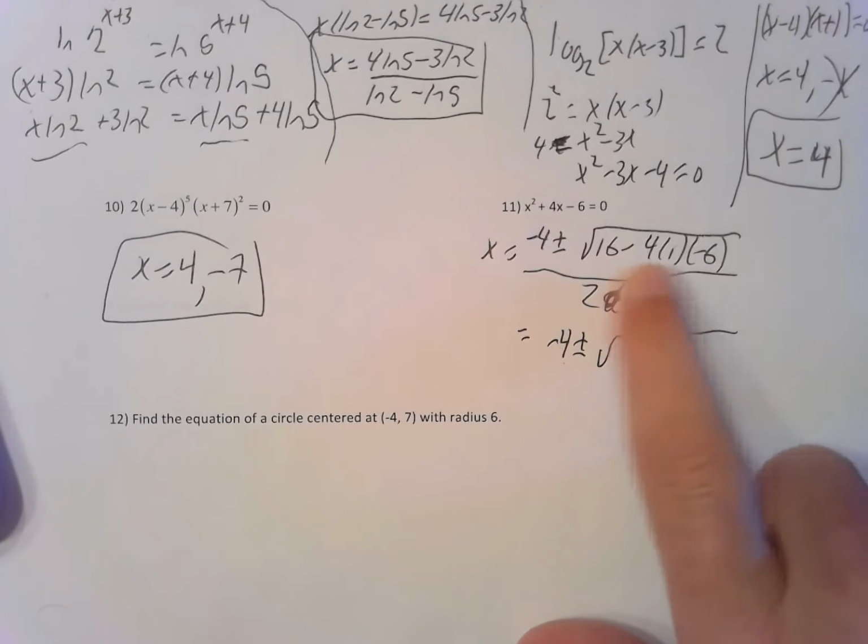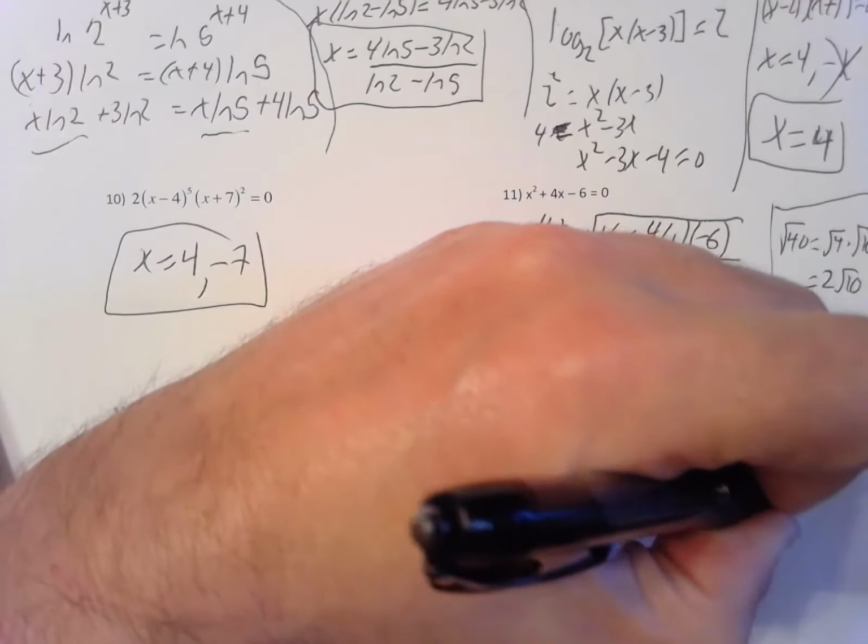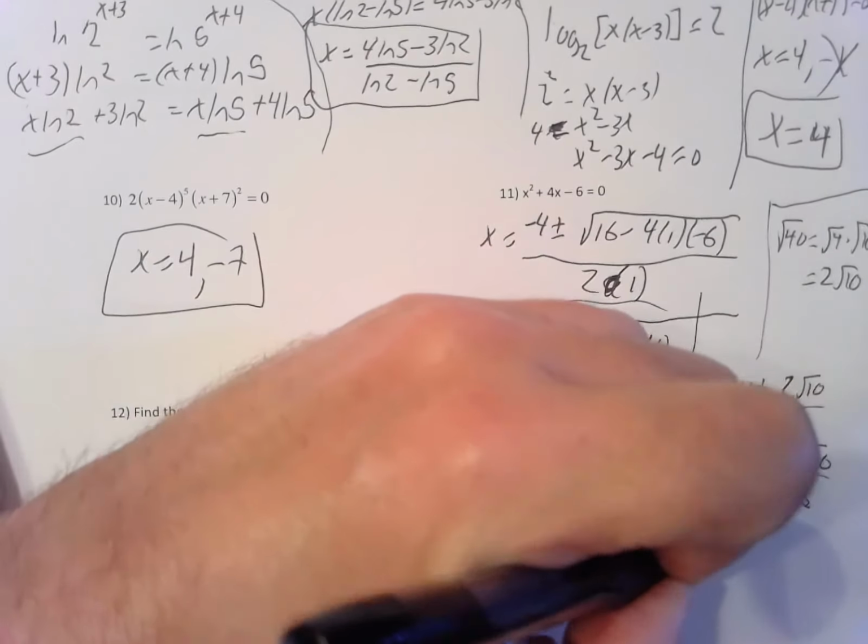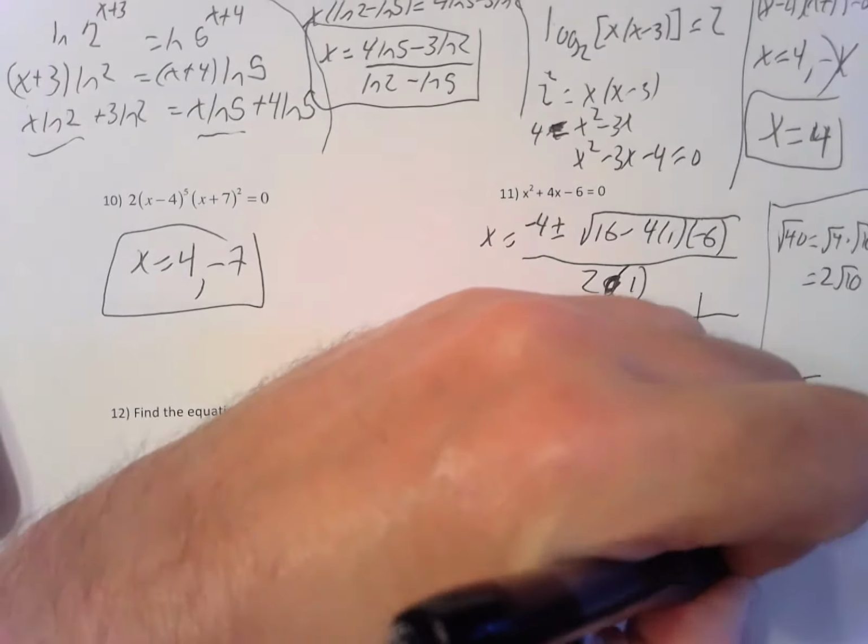Square root of 40, little side work over here. Root 40 is root 4 times root 10, which is 2 root 10. So I could write this as negative 4 plus or minus 2 root 10 all over 2. And then I could even split that into 2 separate fractions and simplify each one and get negative 2 plus or minus root 10. It's negative 2. Show that negative shows up. Either one.